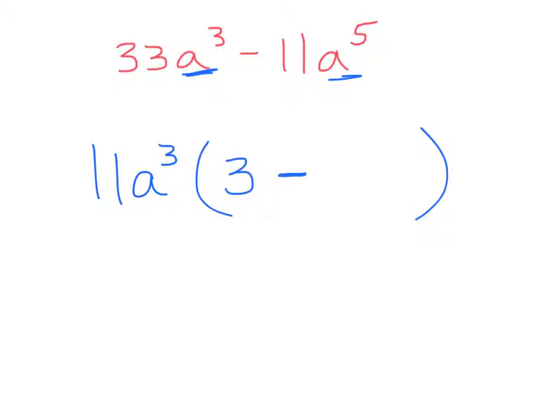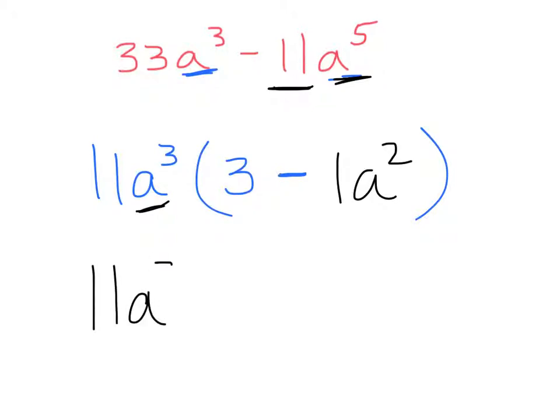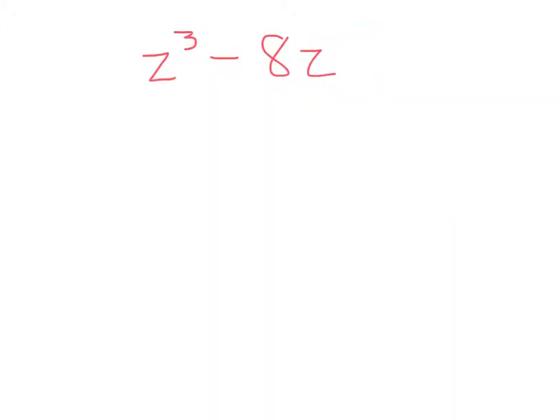Minus 11 goes into 11 here once. So you could write a 1 there. You don't have to. And then a to the 5th divided by a to the 3rd leaves me with a squared. So here's probably what you would type in. 11a cubed, parentheses 3 minus a squared. That would be factored.